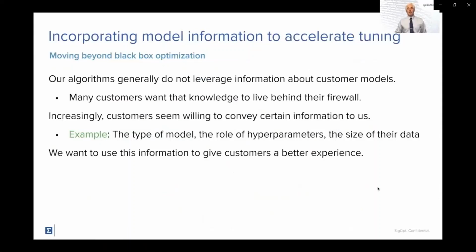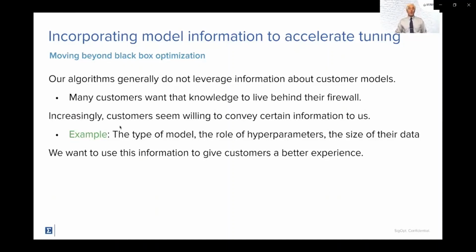In the third element of our talk, we're going to describe some incorporation of model information to accelerate tuning. And in particular, this is a recognition of the fact that traditionally, our algorithms do not leverage information about customer models. This was actually one of the key elements of SigOpt, which allowed many of our customers to feel secure that their knowledge lives behind their firewall.